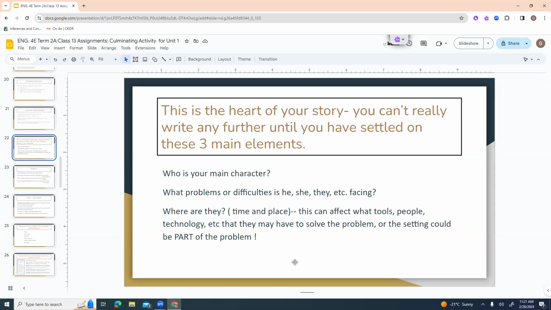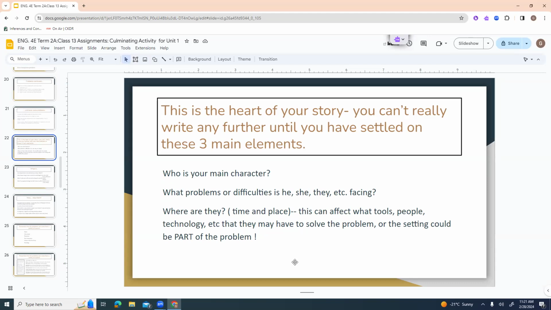Once you've got your problem, that is the heart of your story. You really can't write any farther until you've settled on these three main elements. Who's your main character? What problems or difficulties are they facing? And where are they? This is important because where they are can affect what tools or people or technology they may have to solve the problem, or the setting could be part of the problem.